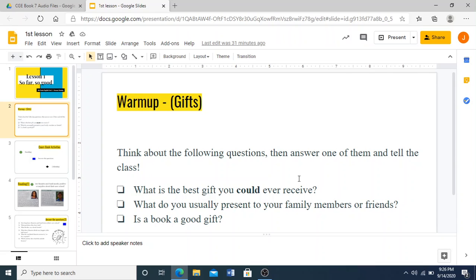One, what is the best gift you could ever receive? Two, what do you usually present to your family members or friends? And third, is a book a good gift? So think about these three questions. In the next 3 minutes, I'll take random replies from you. Think of all these questions and choose one that you will answer to the class. Take 5 minutes and we shall continue.